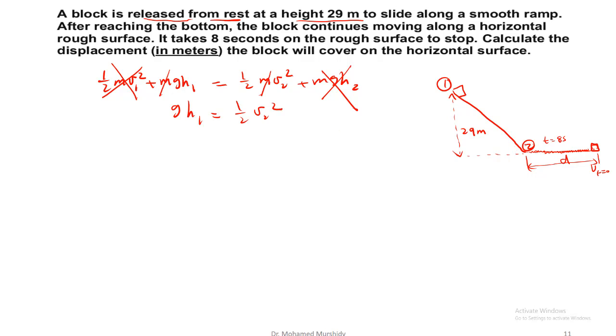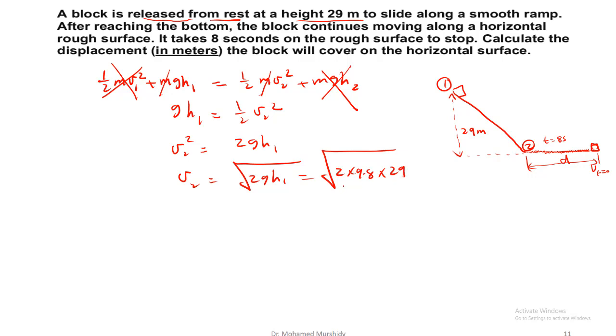From this we can get how much is the velocity here at this point, at the end of the ramp. So v2 equals the root of 2gh1, equals the root of 2 times 9.8 times 29. You can just work it out, and this will give us about 23.84 meters per second. That's the speed at point B.